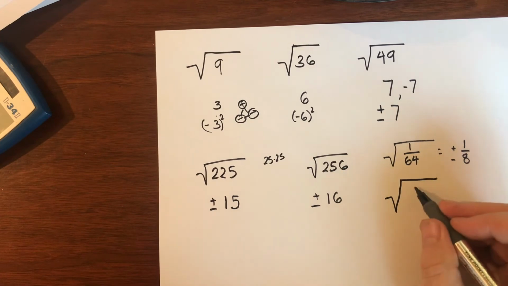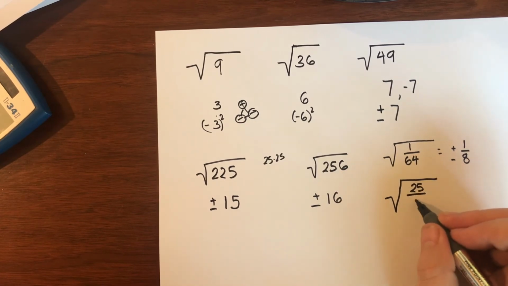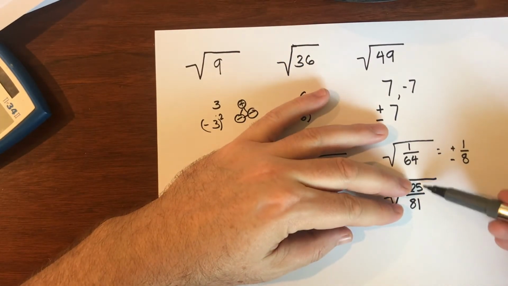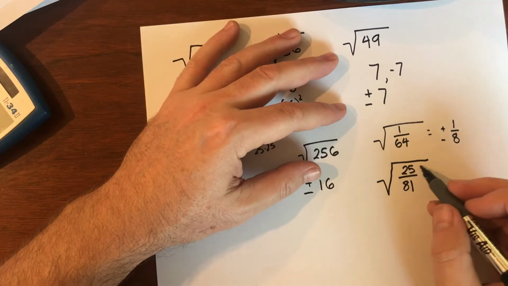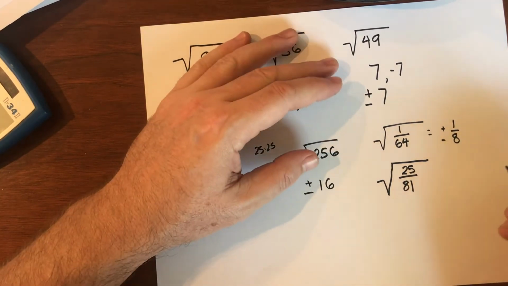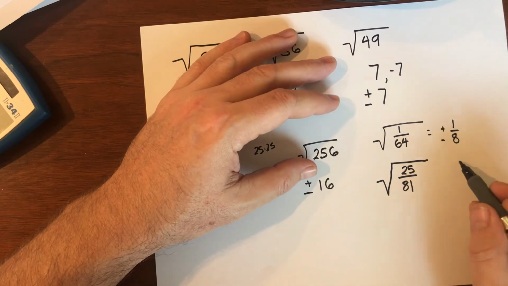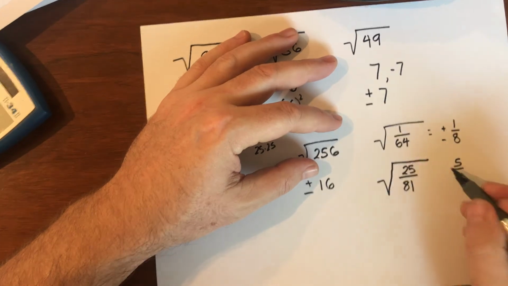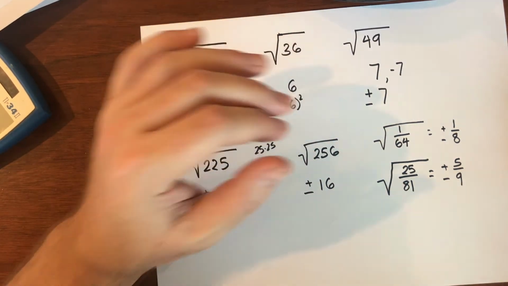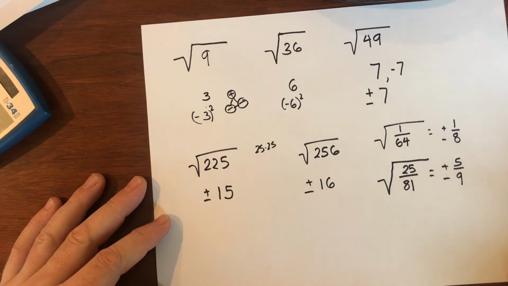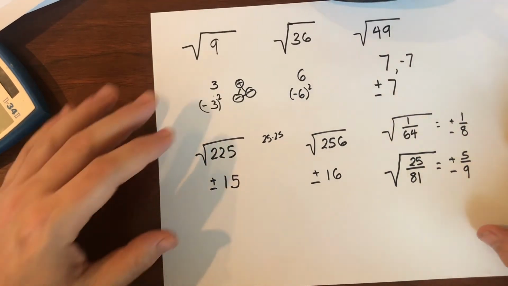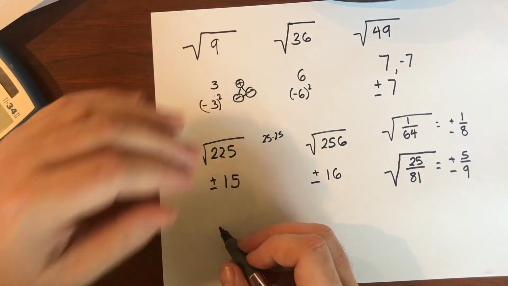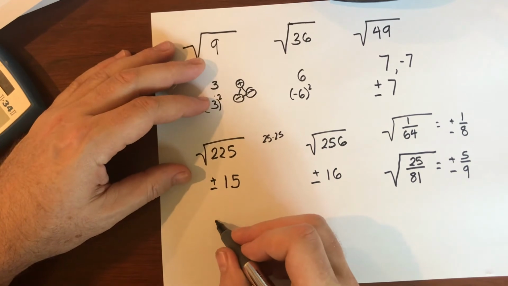I could also do something like this. I could do 25 over 81. So basically what this does is it gives you 2 separate problems. They're not really linked. It's just the numerator gets solved and the denominator gets solved separately. So what's the square root of 25? Well, that's 5. Square root of 81, 9 times 9 is 81. So it's 5 over 9, both positive and negative. Does that make sense? Let's hope so. Let's do decimal versions of the same kinds of things. And we'll start right here with something that I think you will recognize.